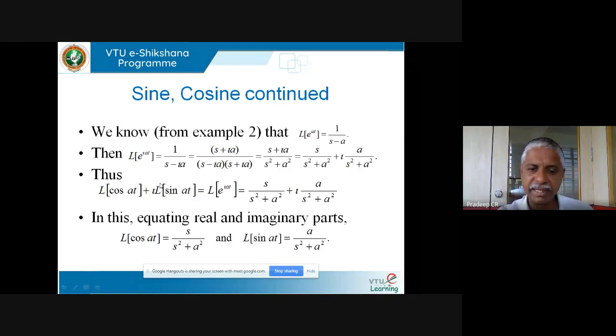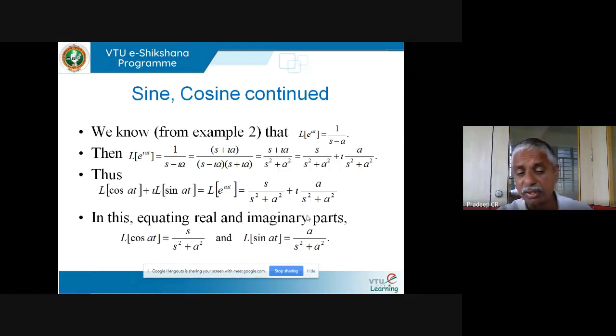L of cos at plus i L of sin at is L of e power iat. That's what we saw in the previous slide. This is equal to s by s square plus a square plus i times a by s square plus a square. So equating real and imaginary parts, I get L of cos at is s by s square plus a square, and L of sin at is a by s square plus a square. These are the two things I get.